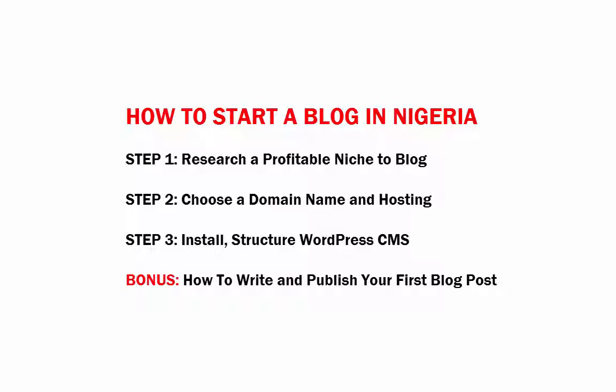Number one, you research a profitable niche, space, or industry. Then the next thing you want to do is choose a domain name and hosting. And of course, the third thing you want to do is install and structure WordPress CMS. CMS meaning content management system for your blog. And then of course, I give you a bonus on how you can write and publish your first post.